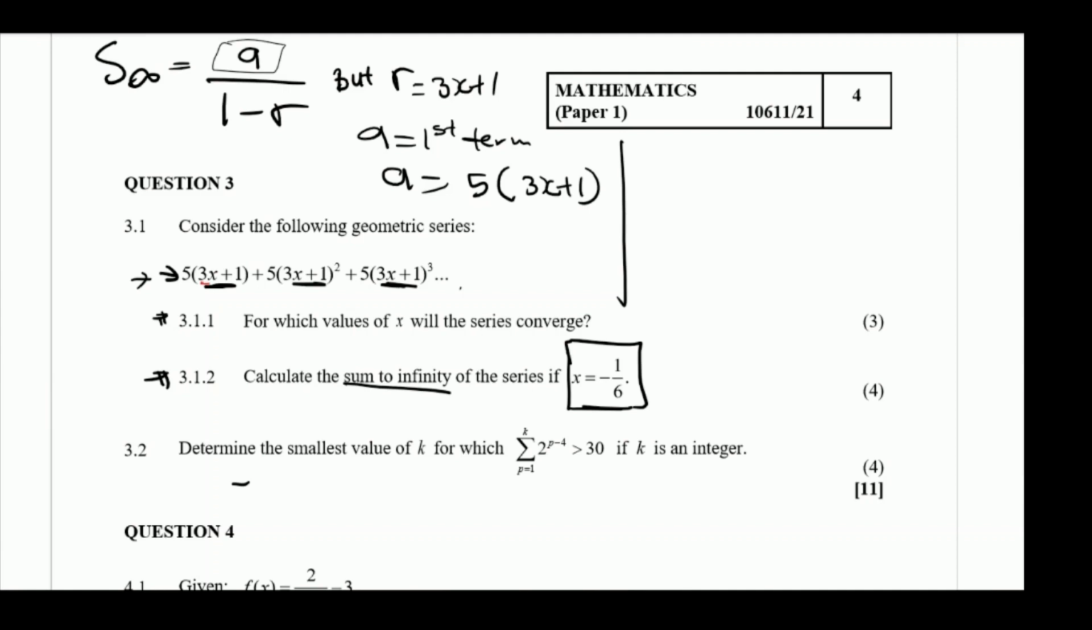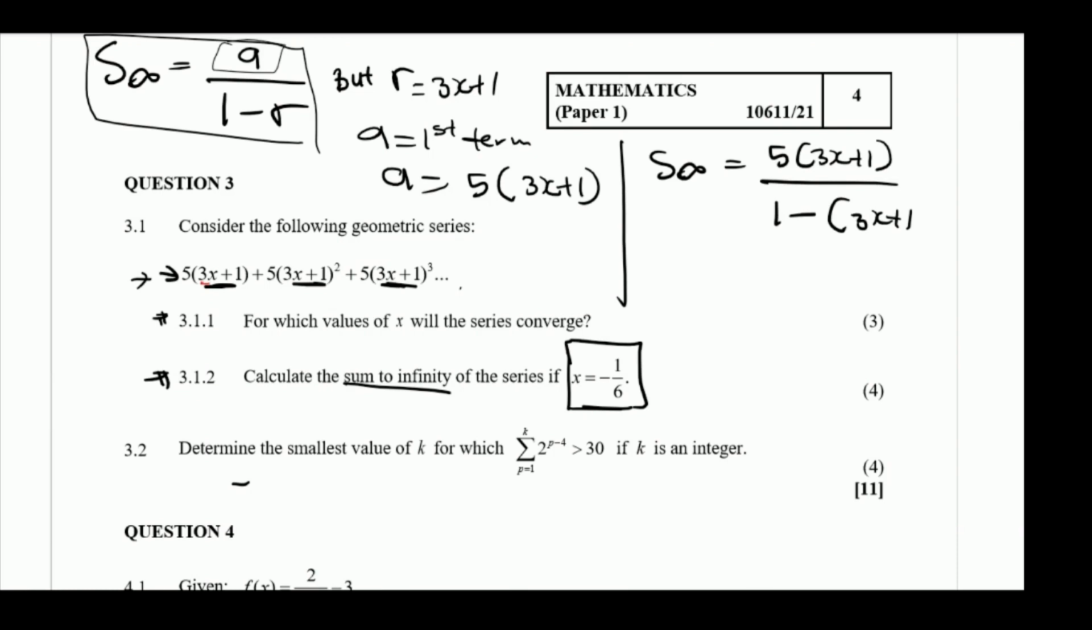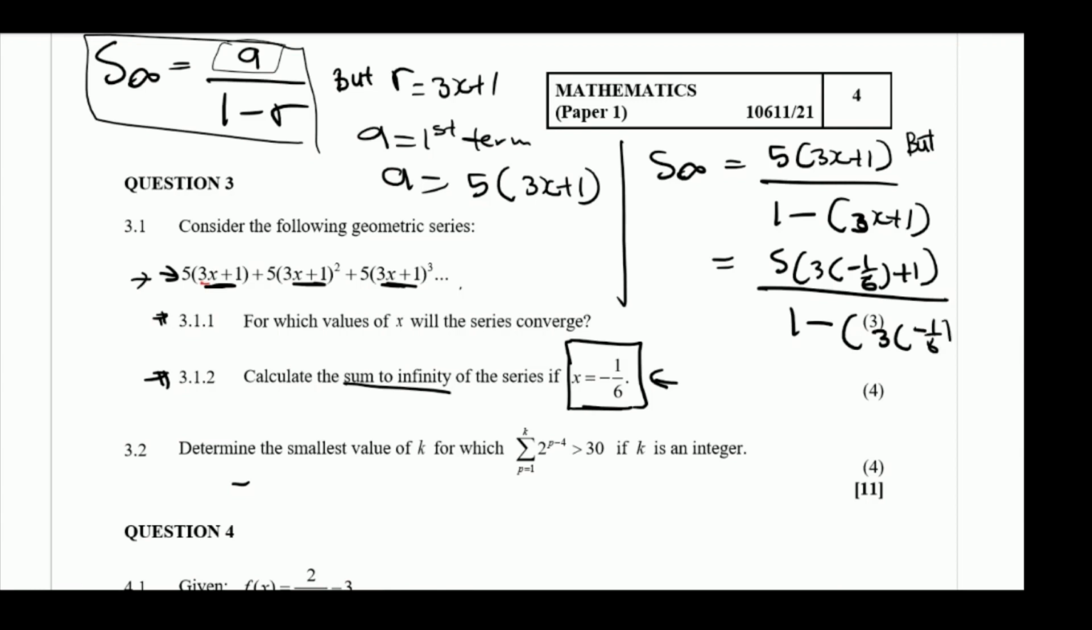So let's substitute this in our sum to infinity, because we are asked to find the sum to infinity. The sum to infinity is equal to our a, which is 5 into 3x plus 1, divided by 1 minus our r, which is 3x plus 1. Now, you need to remember that we were given that x is equal to minus 1 over 6. Meaning where we see x, we put minus 1 over 6. So it's going to be 5 into (3 into minus 1 over 6 plus 1) over 1 minus (3 into minus 1 over 6 plus 1). The answer that you're going to get here is going to be 5. So that is your sum to infinity.